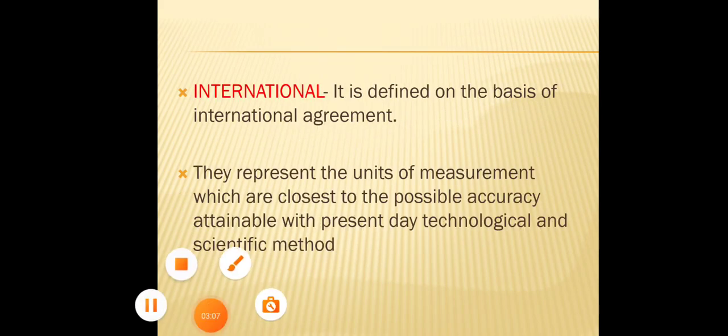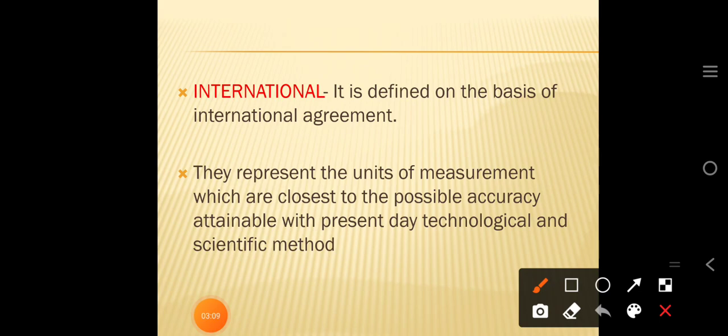Here we will see the international standard. As the name itself says, it is an international standard, meaning this standard is accepted worldwide and it is defined on the basis of an international agreement. Where the international standard agencies decide the standards about the measurement systems, there is an international agreement where each and everything is specified. So this is the first type of standard.